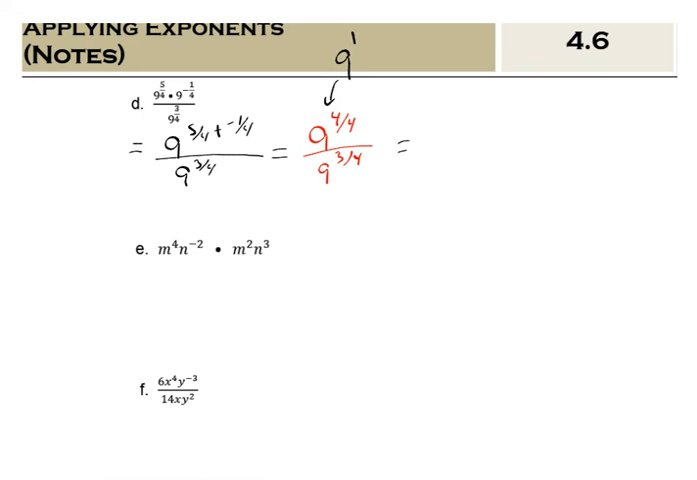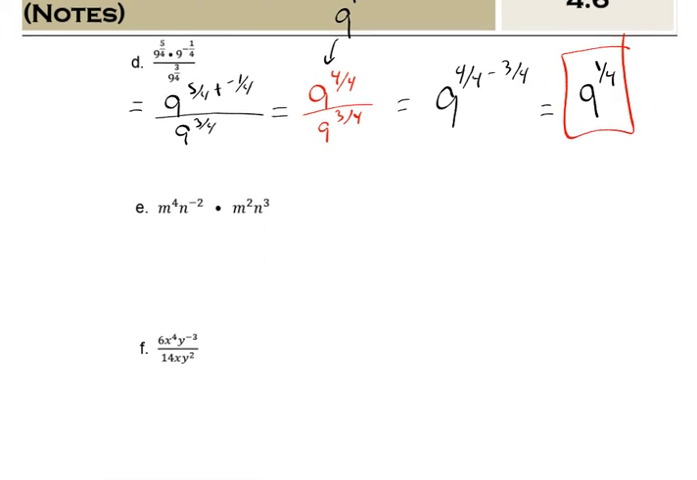Now we're dividing like bases. Subtract the exponents. Just makes this step a little bit easier. 4/4 minus 3/4 gives us 1/4. The instructions were to write as a single exponent. I don't have to evaluate. Done deal. Give yourself a pat on the back if you got that one right.